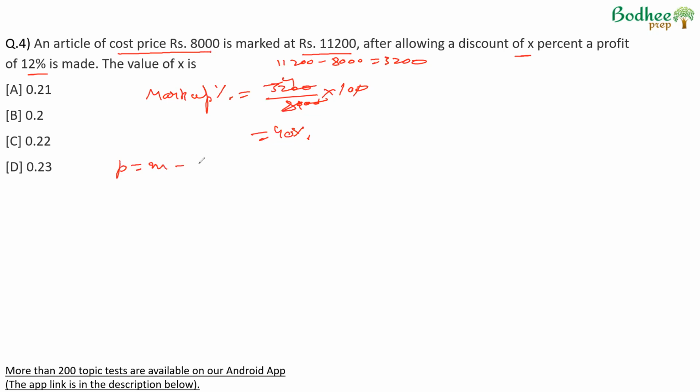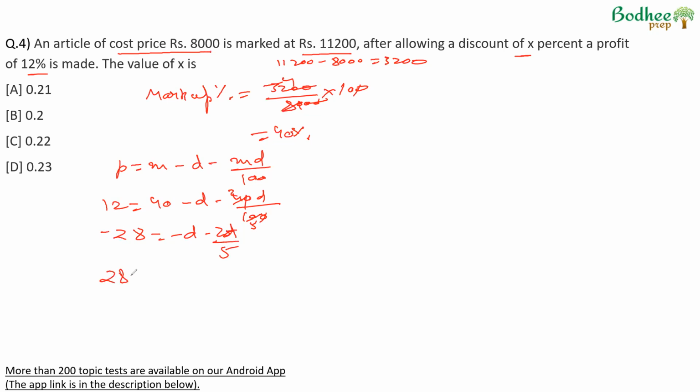Again, profit is equal to M percent minus D percent minus MD upon 100, all values in percentage. Profit 12, markup 40, D minus 40D upon 100. This becomes minus 28. 12 minus 40 is equal to minus D minus 2 by 5 D. 2D by 5. This becomes 28 is equal to 5 plus 2, 7D by 5. 7 4s are 28. D is equal to 5 4s are 20%, which is in fraction 20 by 100 or 0.2. Again, direct application of the formula.